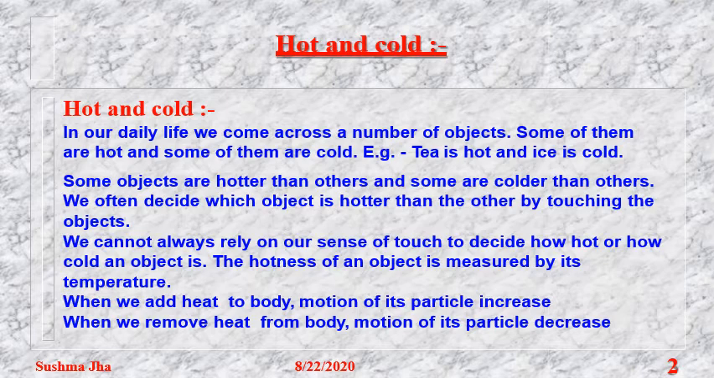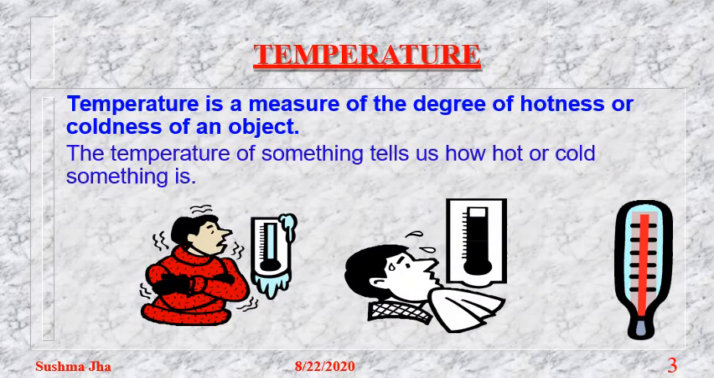And when we add heat to a body, the motion of the particles inside the object increases. And when we remove the heat from the object or body, the motion of the particles inside it decreases. So now we will define temperature. Temperature is the measure of the degree of hotness or coldness of the object. The temperature of something tells us how hot or cold something is.